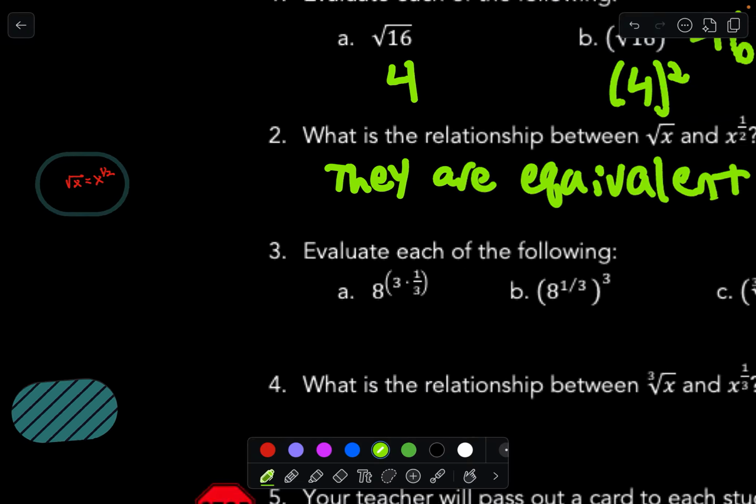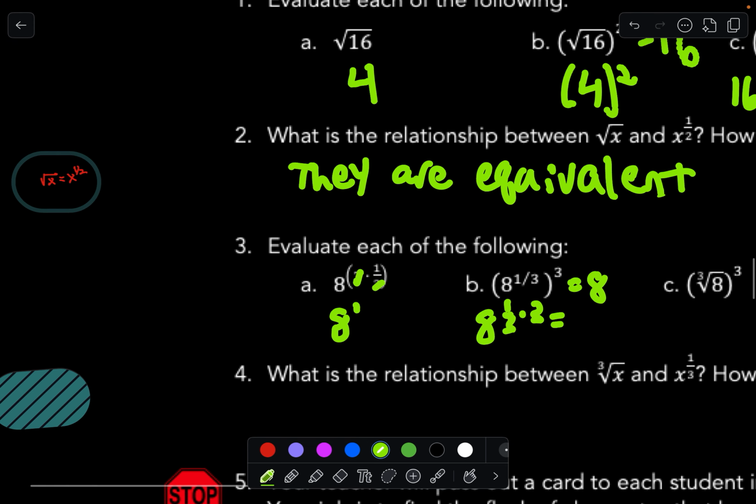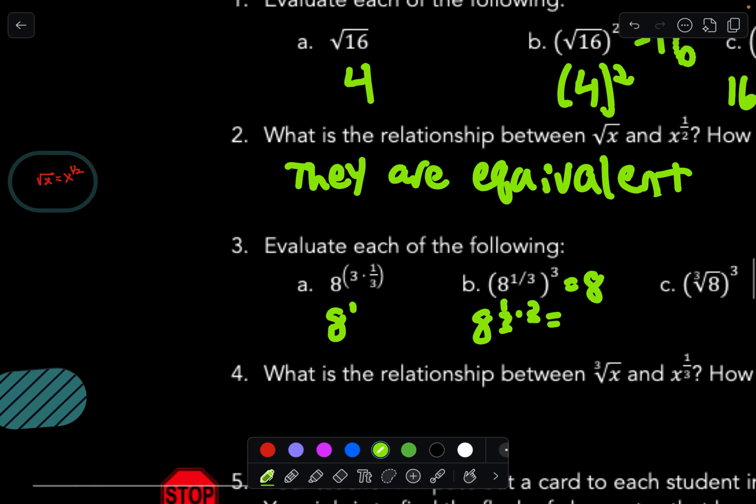All right? Now it's asking to evaluate each of the following. 8 to the 3rd times 1/3 power. Okay? Multiplying, the 3's cancel out, and that just leaves you with 8 to the 1st. In this case, 8 to the 1/3 cubed is 8 to the 1/3 power times 3, which is 8. Okay? I hope you're starting to see a trend here.